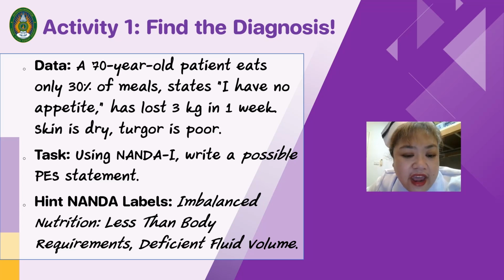Okay, we can give a hint of NANDA labels: imbalanced nutrition, less than body requirements, deficient fluid volume. A good answer might be: imbalanced nutrition, less than body requirements, related to decreased appetite, as evidenced by eating 30% of meals and weight loss of 3 kilograms in 1 week. This is a very good PES.